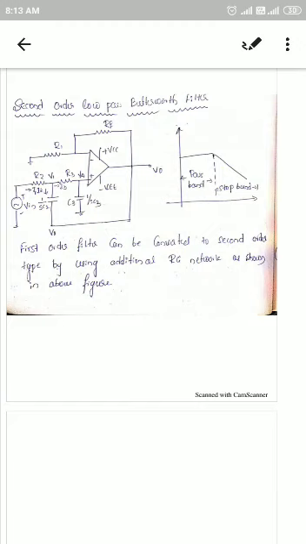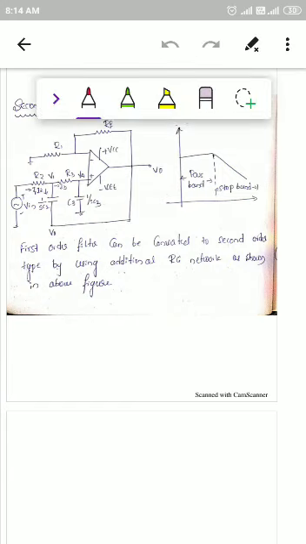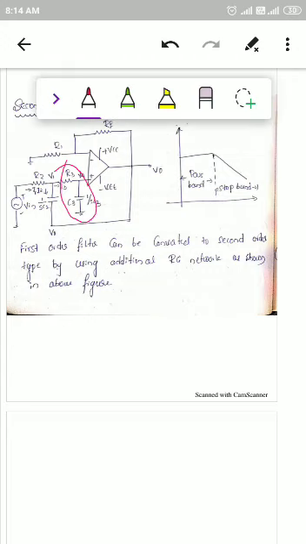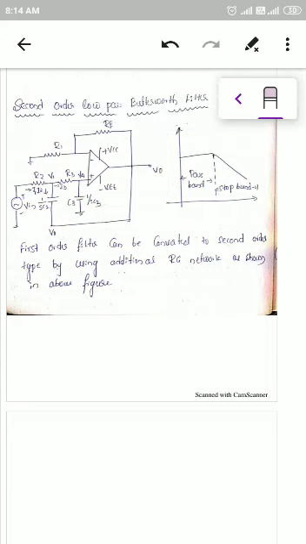So the difference between the first and second order is, the first order Butterworth filter can be converted to second order by using an additional RC network, which is shown in the figure here. So this is an additional R and C network which we use. In the first order only one RC network is there. Here two RC networks were connected, once again to the non-inverting terminal only. Okay, so that is the second order low pass Butterworth filter.